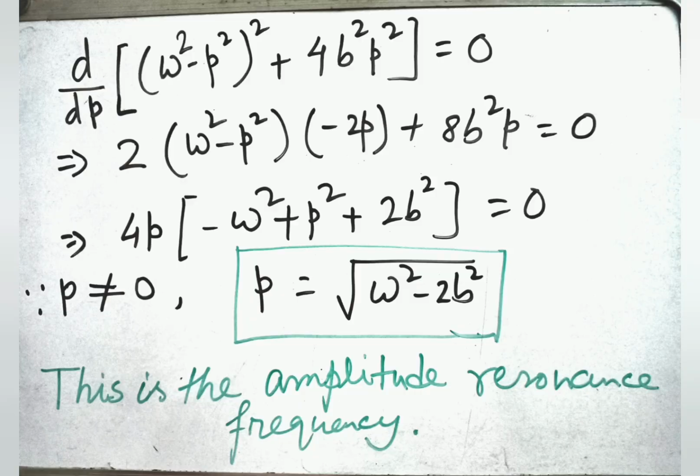Now if we do that derivative d/dp, then after this calculation you can see we are getting p equal to root over omega square minus 2b square. So this is the amplitude resonance frequency.